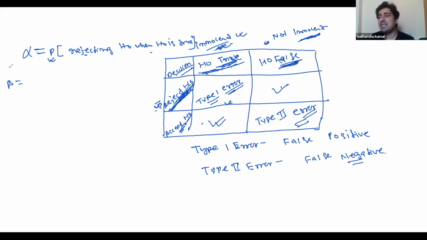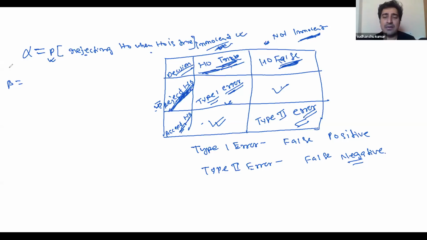Now what is beta? Beta is nothing but the probability of committing a type 2 error. That is called beta, and in other words, beta is also called the power of testing. Power of testing means how many events you have encountered which were false, but you have proven them as true. That is called a type 2 error.